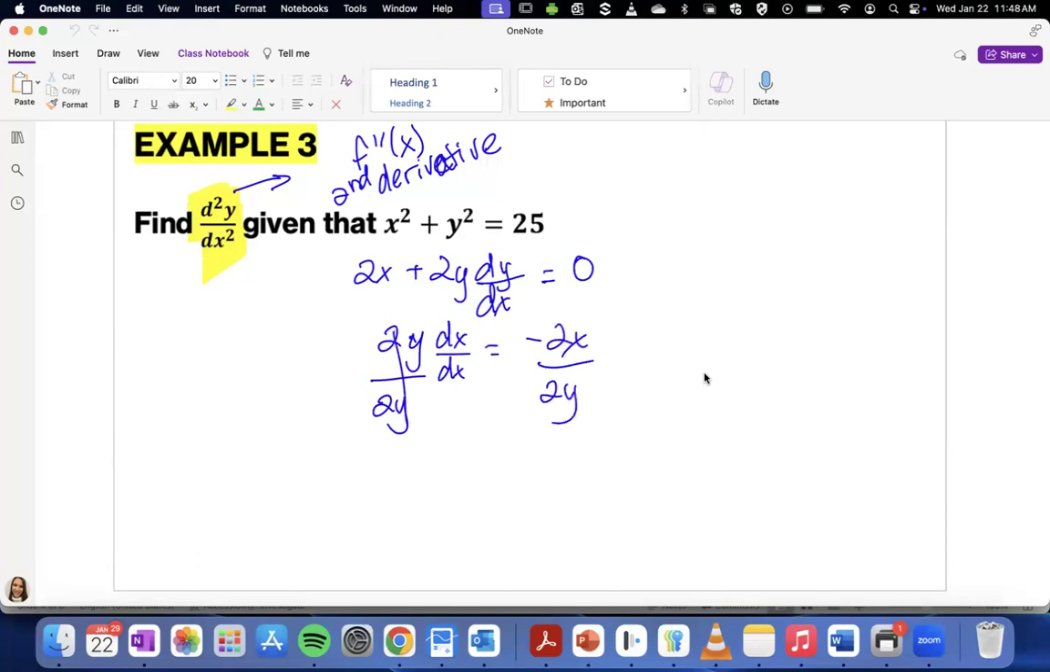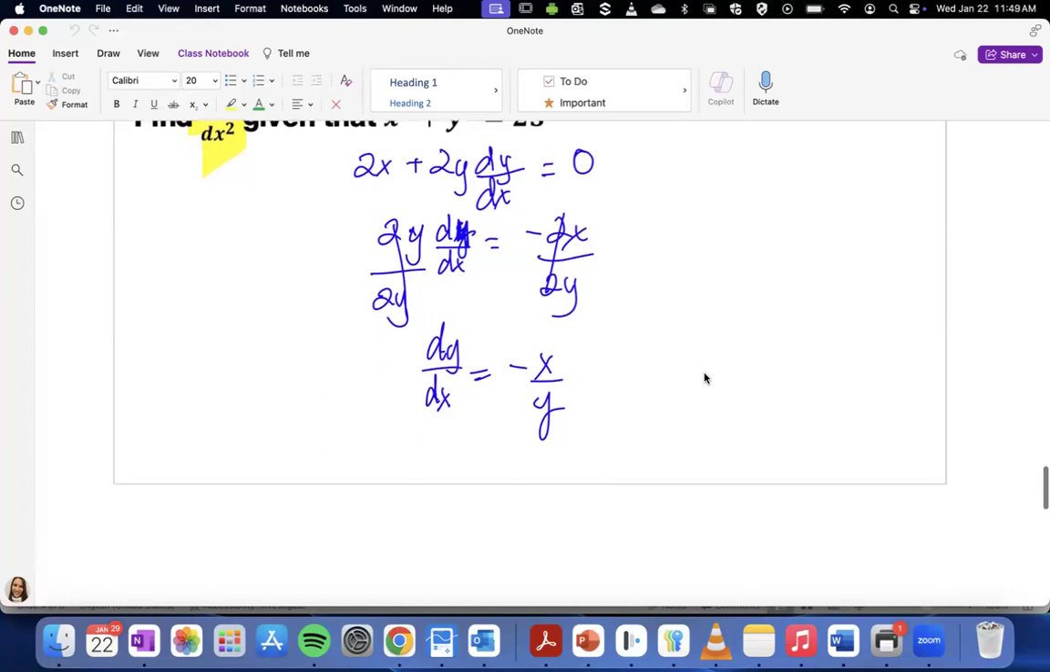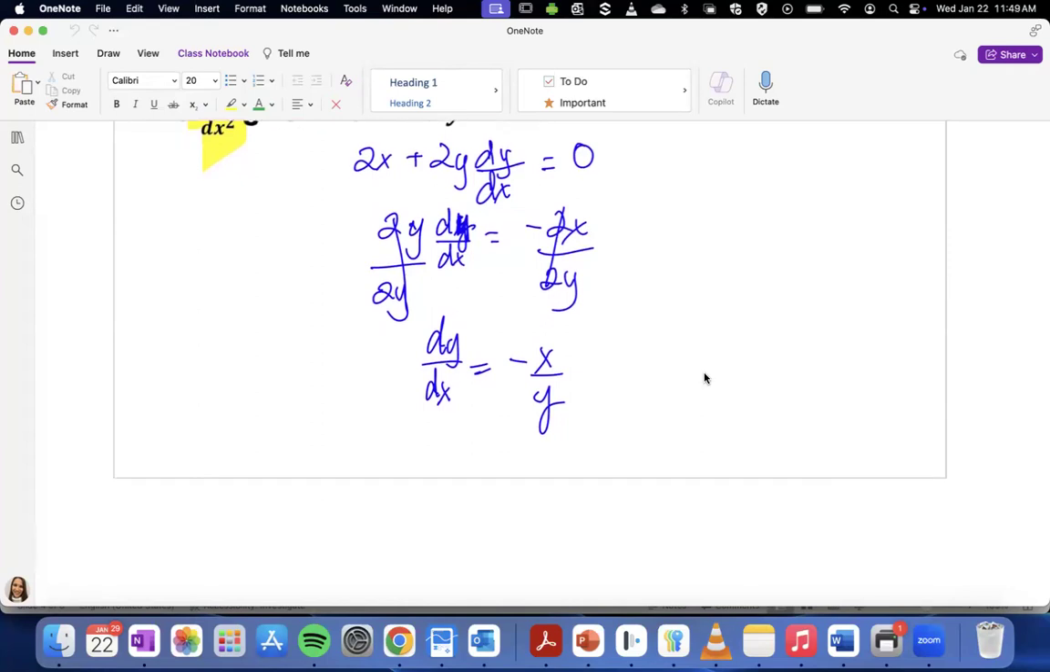Oops, this is dy, sorry. dy over dx is negative x over y. Okay. Now, you need to find the derivative of that derivative. So, step 2 is d squared y over dx squared, sorry, that's what I meant. dx squared, d squared y over dx squared.